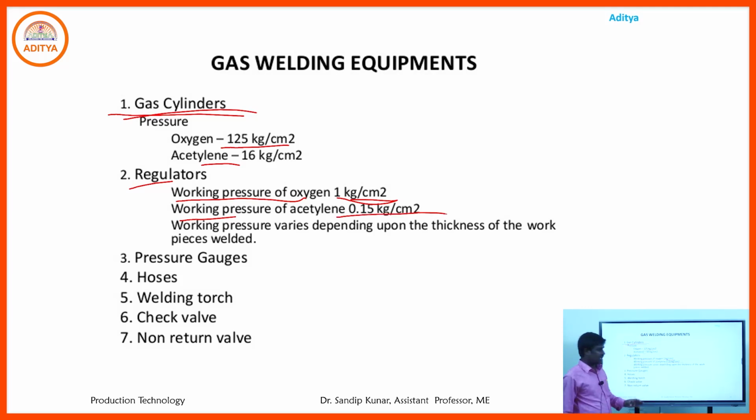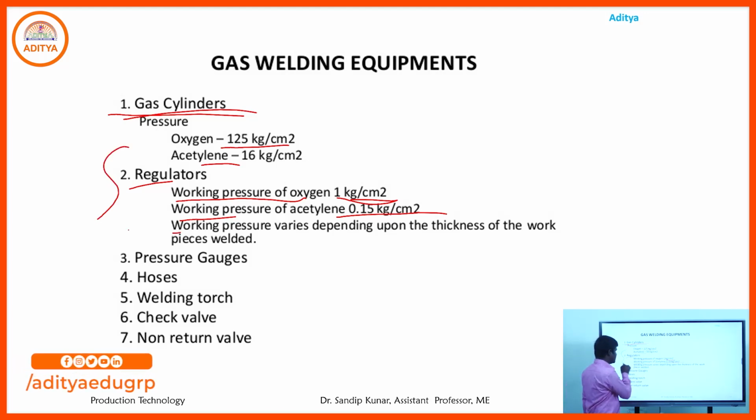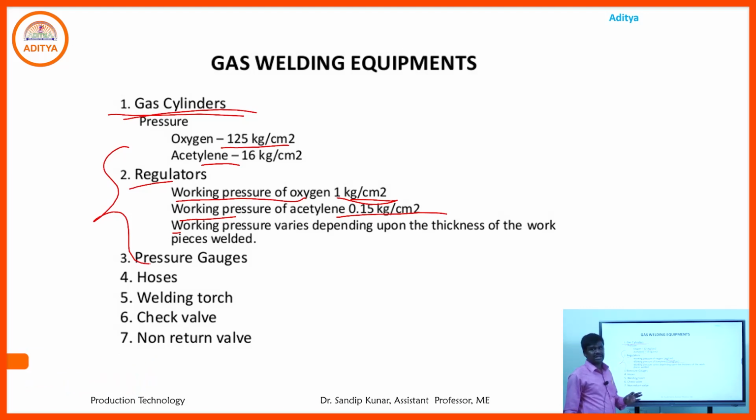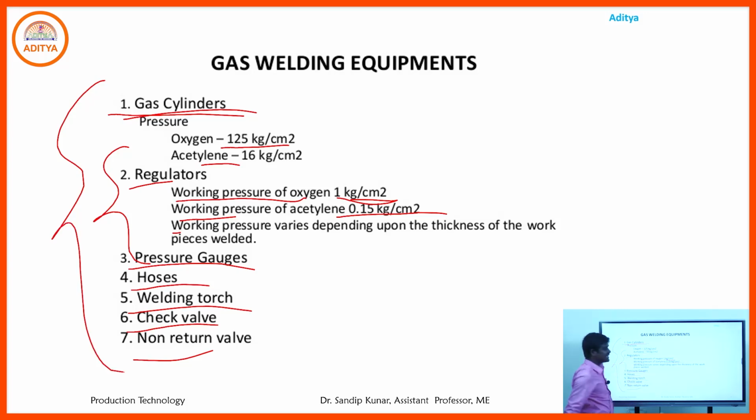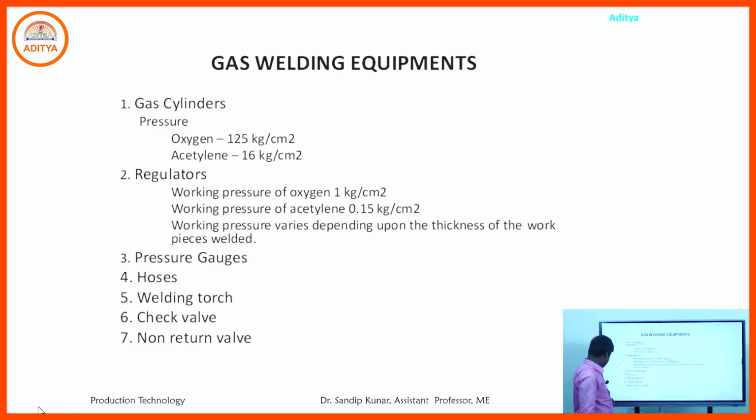The working pressure may vary depending upon the thickness of the workpiece. In case of regulators, the working pressure varies depending upon the thickness of the weld plate. Another is pressure gauge, hoses, welding torch, check valve, non-return valve. These are the main equipments of gas welding.